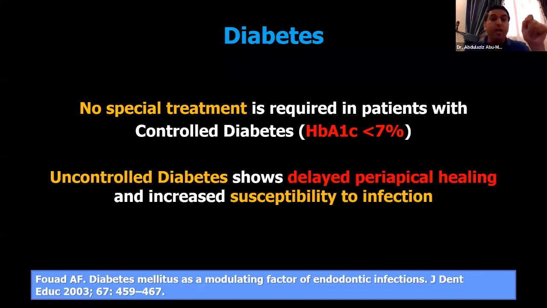The worst thing that you have is uncontrolled diabetes. It's clinically and scientifically proven that it delays healing and eventually leads to susceptibility of infection. Those patients with uncontrolled diabetes are the most likely to have inter-appointment emergencies. They have more tendency to fail, and even longer healing time. So you have to keep in mind, first of all, you have to control that patient, and go to his physician.